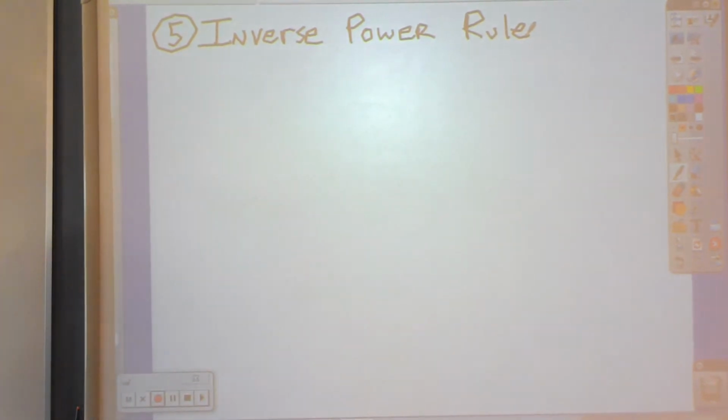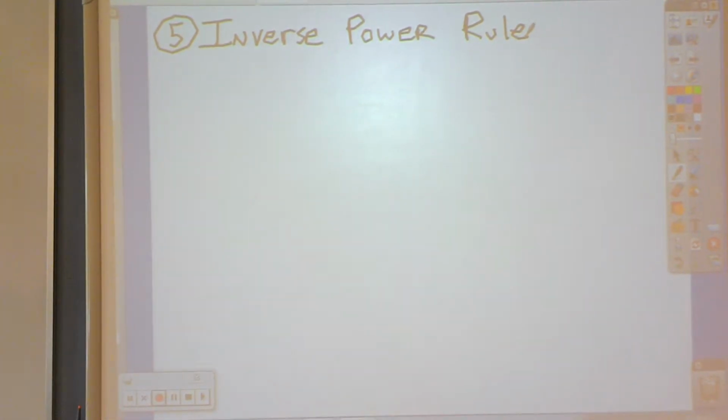Now, do not get the inverse power rule mixed up with the inverse rule. It's a totally different animal. It's the same thing as a cat versus a tiger. They both have 4 legs, they both have a tail, they both are a feline, but they are not the same thing.